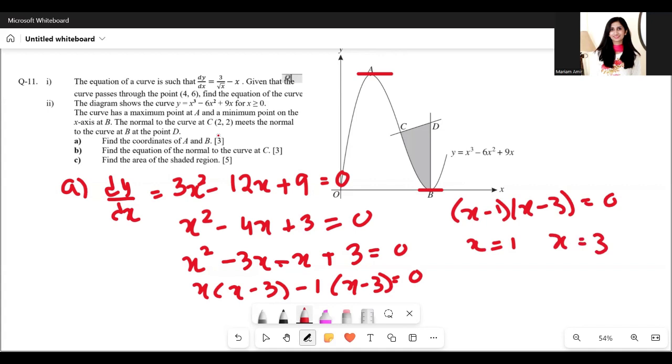Okay, so we need the full coordinates. So A would be 1 comma something. B would be 3 comma 0 because it touches the x-axis. It's the x-intercept, so y is going to be 0. To find the y coordinate of A, we just substitute 1 here. And we get 1 cubed minus 6, which is minus 5, plus 9 is 4. So it's (1, 4). So we have the coordinates of A and B. This is 4. That's 1. And this is 3.